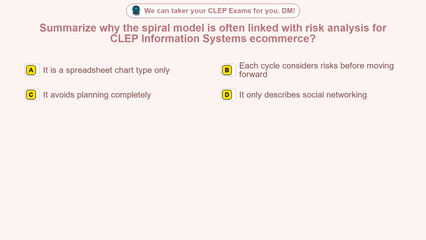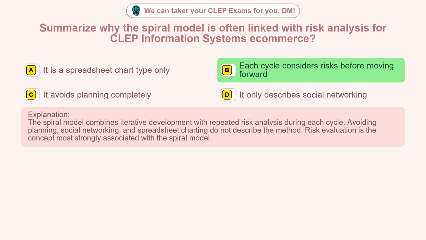Question 71. Summarize why the spiral model is often linked with risk analysis for CLEP Information Systems Ecommerce. Option A, it is a spreadsheet chart type only. Option B, each cycle considers risks before moving forward. Option C, it avoids planning completely. Option D, it only describes social networking. The correct answer is option B, each cycle considers risks before moving forward.